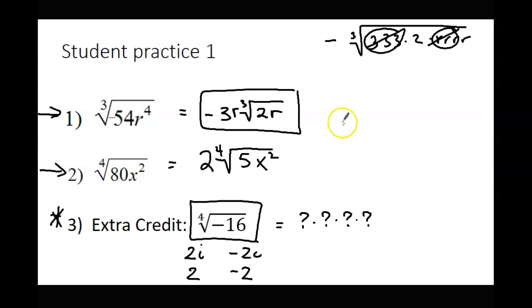So if you break down 80x squared, you should have ended up with 2, 2, 2, 2, 5, and we're looking for groups of 4 things. We only have a group of 4 2s, so that comes out. The other ones stay inside. No negatives, no i's, nothing like that.